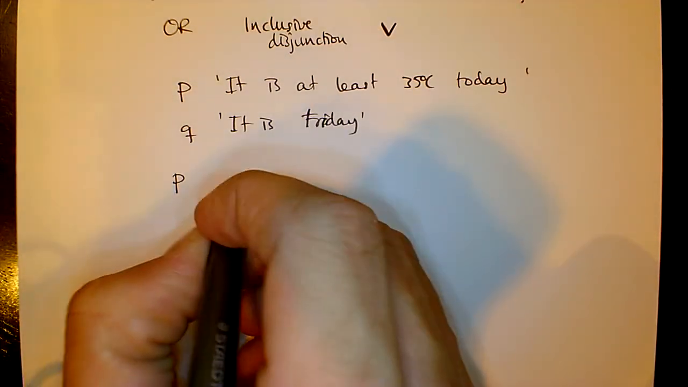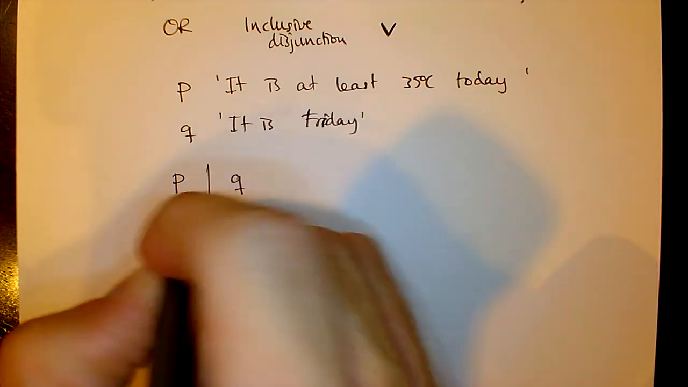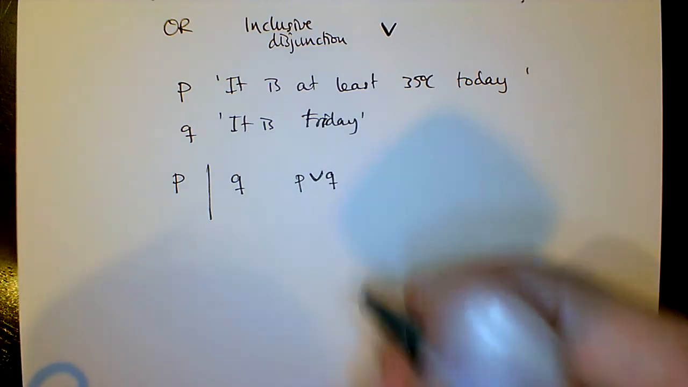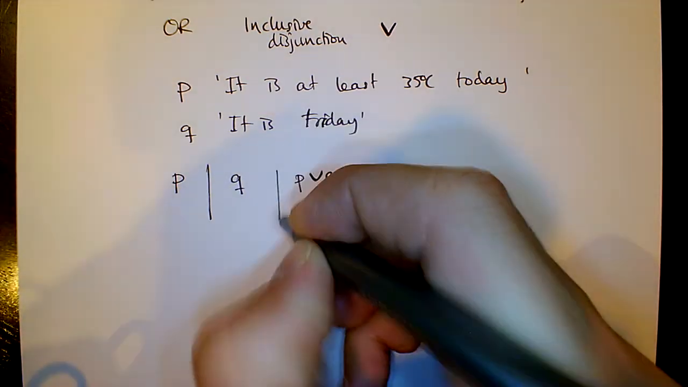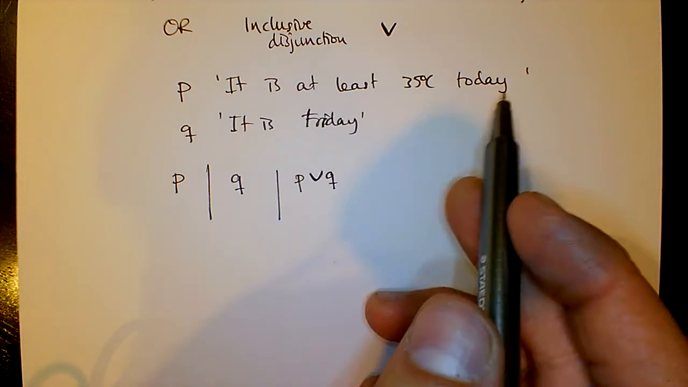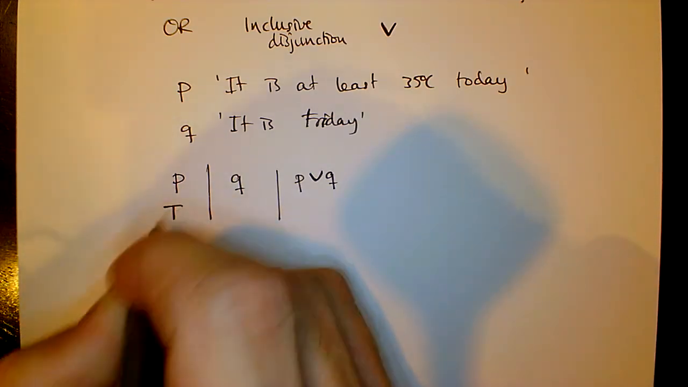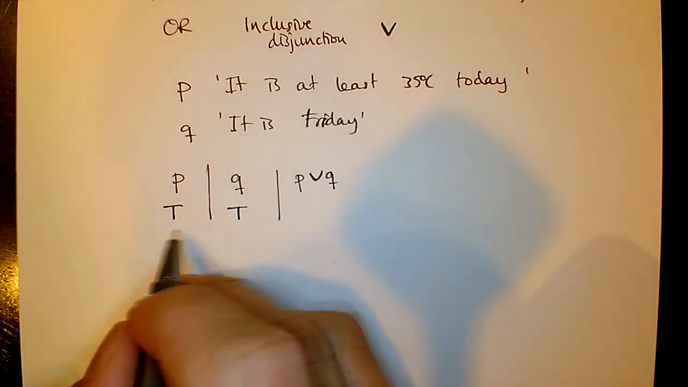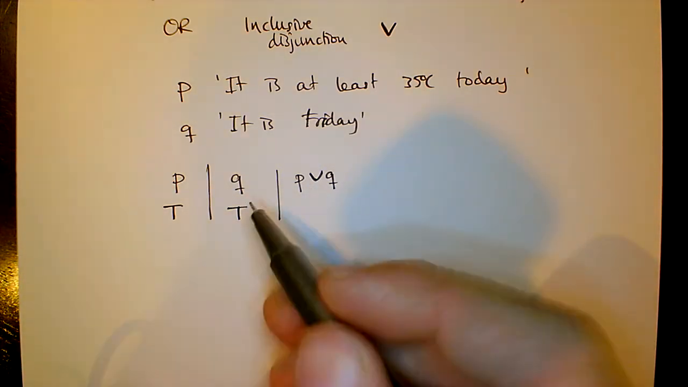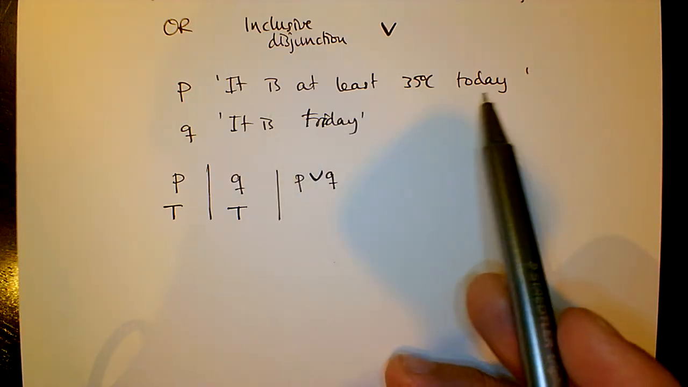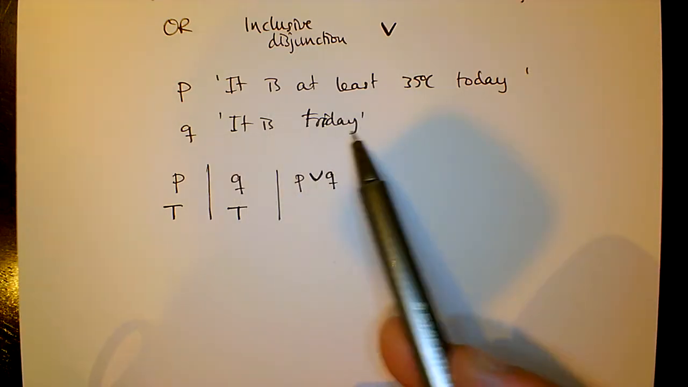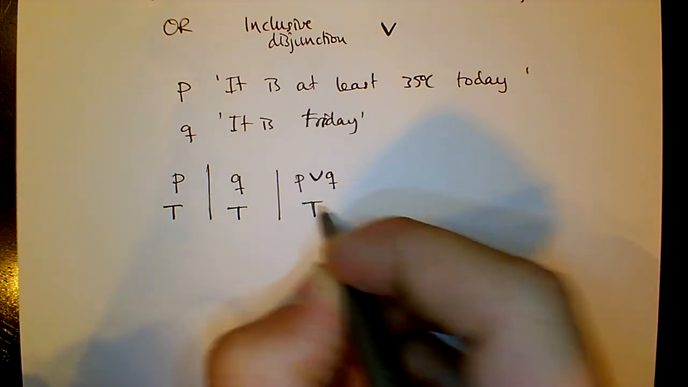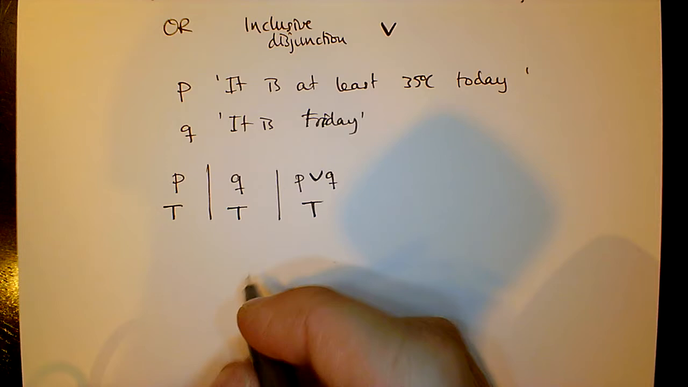So then we have P and Q. So we'll draw the inclusive disjunction as well. Let's first assume that it is at least 35 degrees Celsius today. So that's true, that it is at least 35 degrees Celsius today, and it is a Friday. If that is the case, then both of them are true. So it is at least 35 degrees Celsius today, or it is Friday, or actually both. So in this case, it's both. So then, therefore, the inclusive disjunction must be true as well.